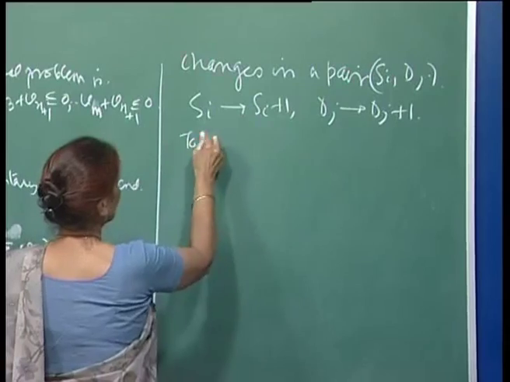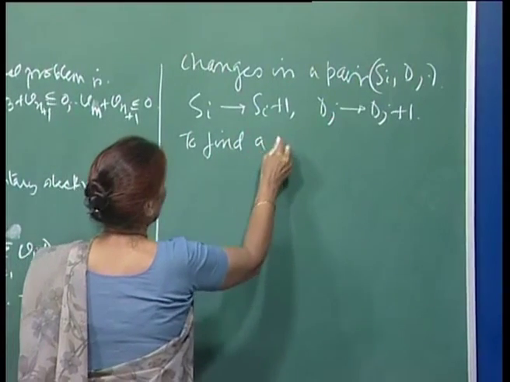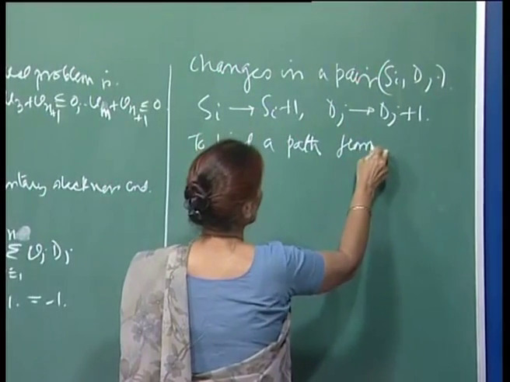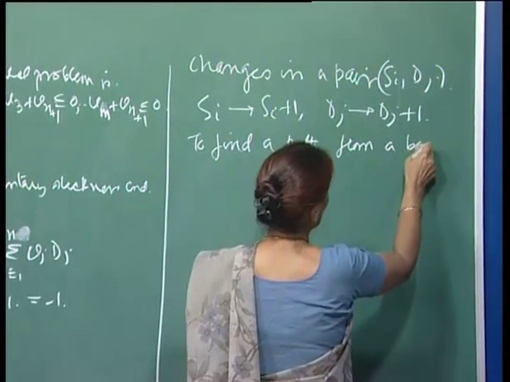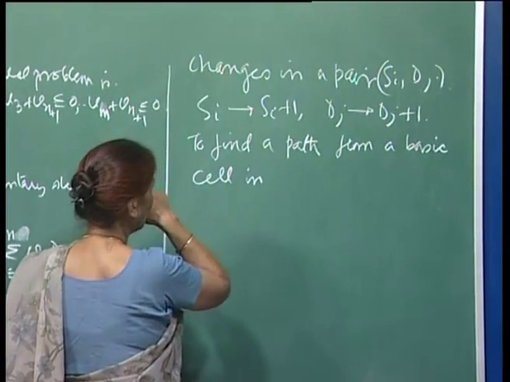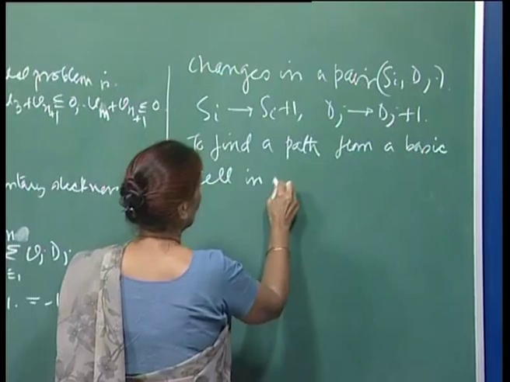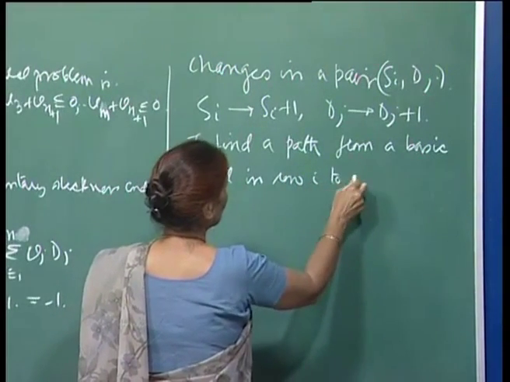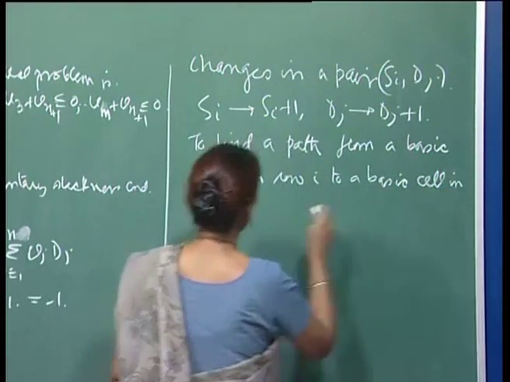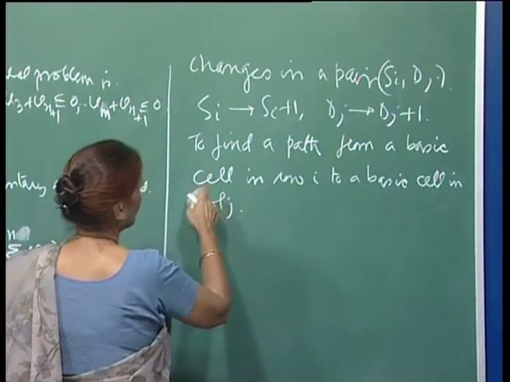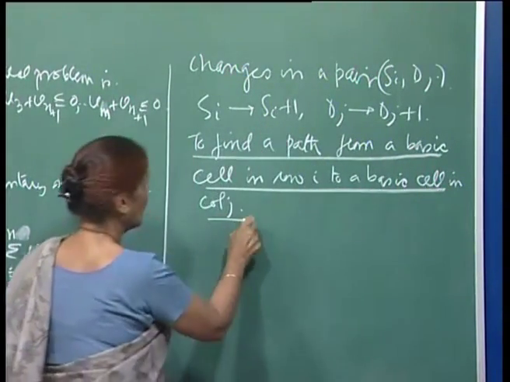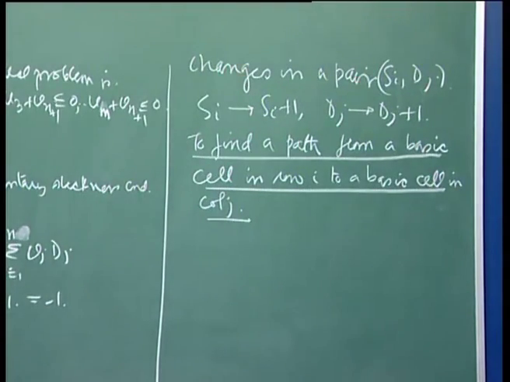So, the idea is to find a path from a basic cell in row i to a basic cell in column j. If I can find this, then I can accommodate the changes in S_i and d_j. This is the whole idea.